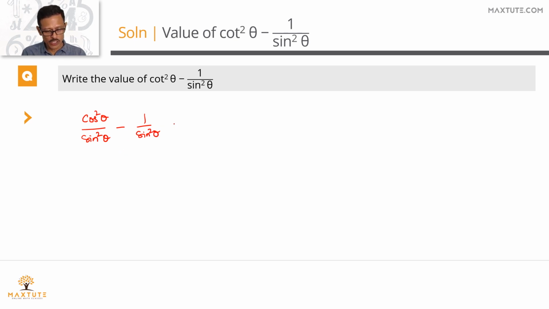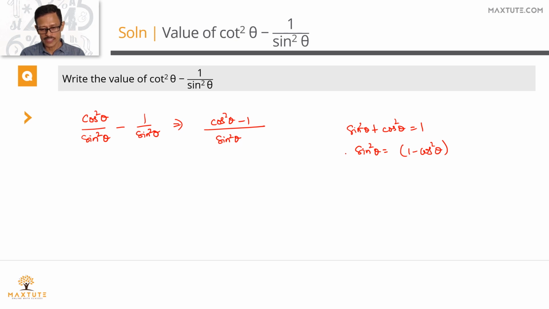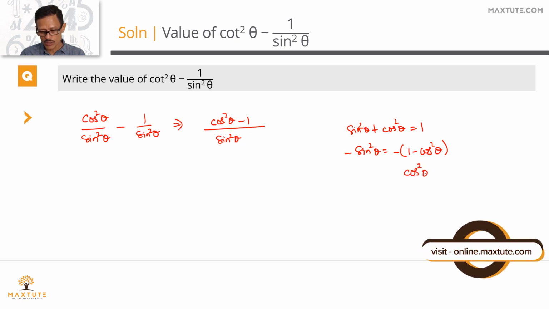Sin square theta is a common denominator, so let's take that. So the numerator of this expression is going to be equal to cos square theta minus 1. We know this trigonometric identity, sin square theta plus cos square theta equals 1. So sin square theta is equal to 1 minus cos square theta. Multiply both sides by minus 1. So I'll get minus sin square theta equals minus of 1 minus cos square theta. Minus of 1 minus cos square theta is nothing but cos square theta minus 1. So cos square theta minus 1 equals minus sin square theta.